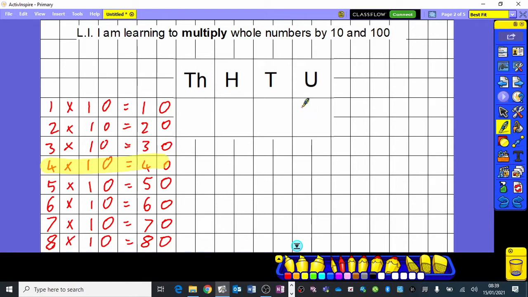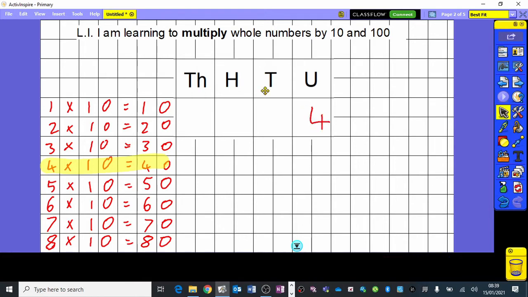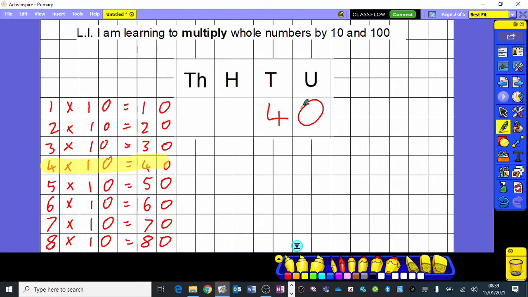Well, we started off with a 4, but when we multiplied it by 10, that 4 moved up to the tens column, and a 0 filled the place in the units. So we can see why it looks like we're just adding a 0 on the end, but actually what seems to be happening is we're moving columns.